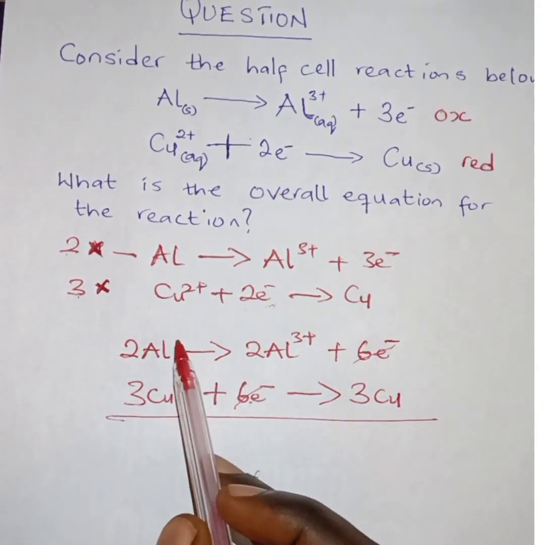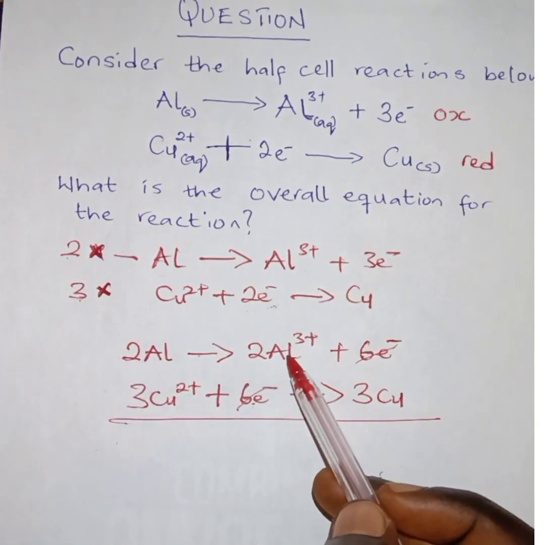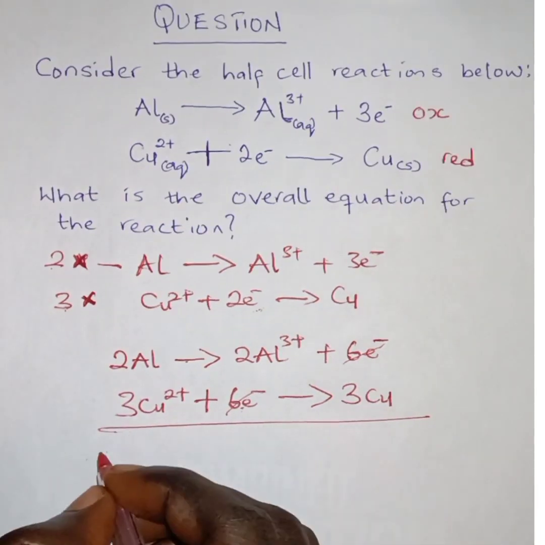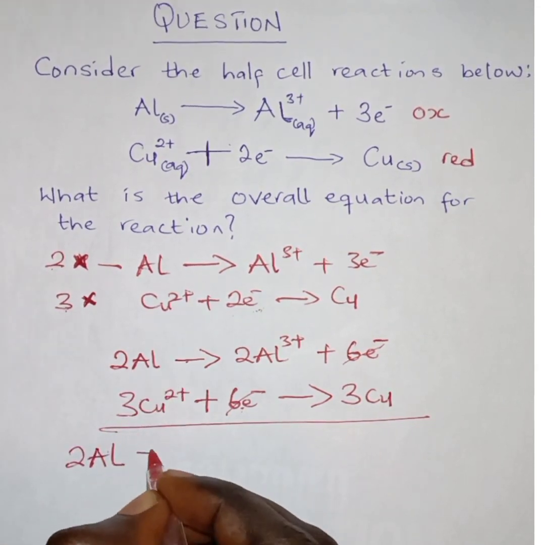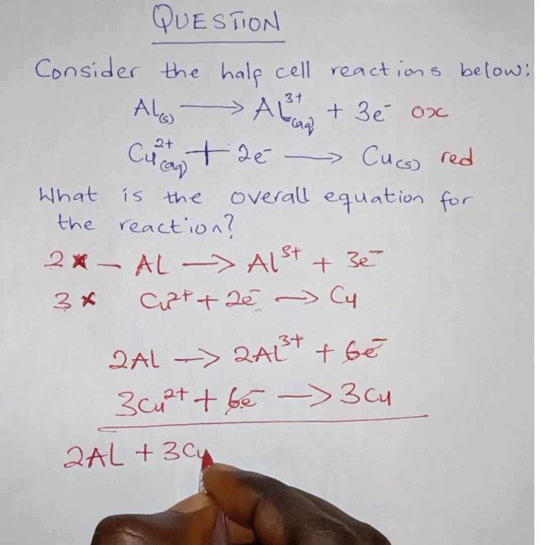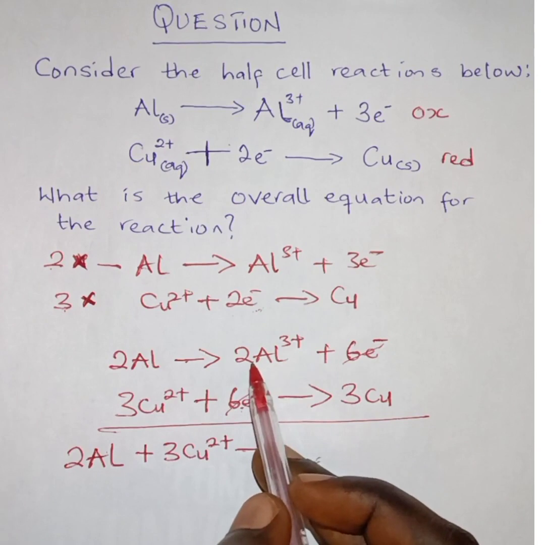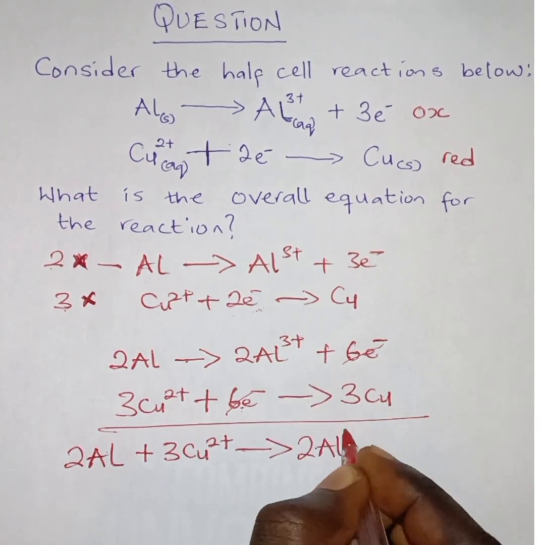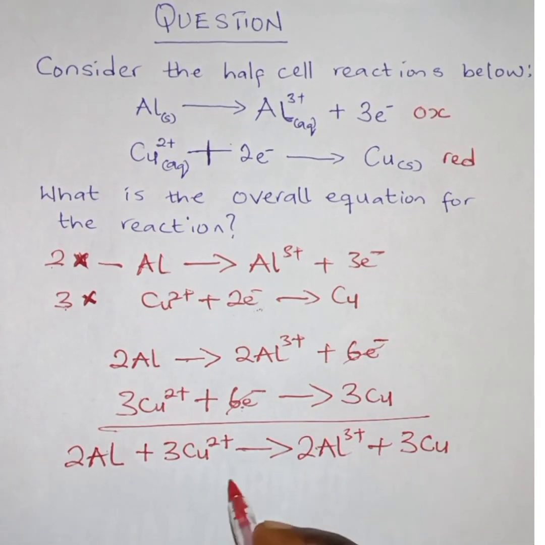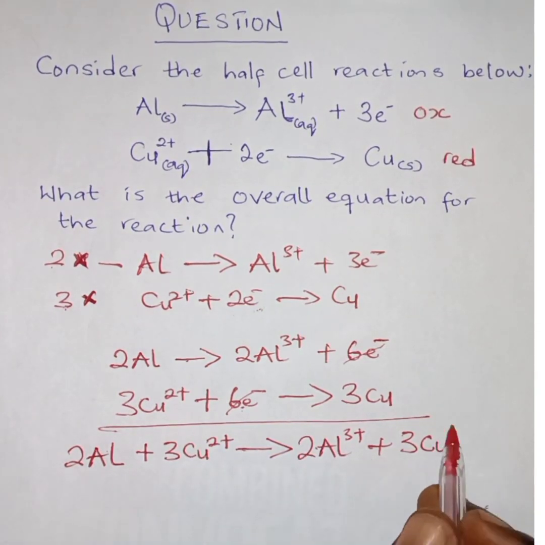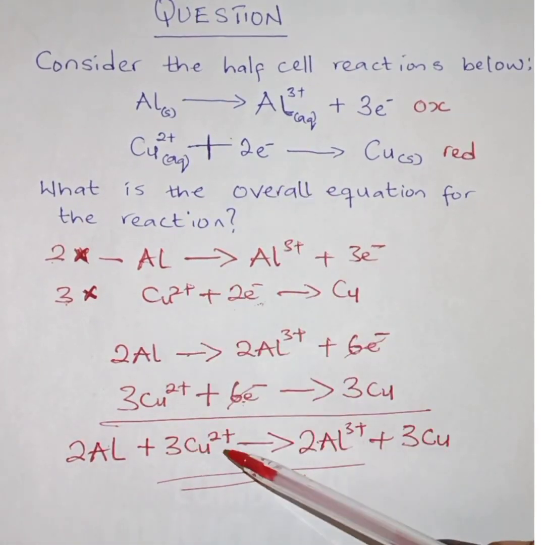Then we write the overall reaction. Whatever we have on the left hand side of the arrow, we write, and whatever we have on the right hand side of the arrow, we write. So we have 2Al, we don't have anything else here, and then here we have plus 3Cu2+. Then we bring down our arrow. What do we have on the right hand side? We have 2Al3+, and then we have 3Cu. So this will be the overall reaction for these two half equations that have been given to us.